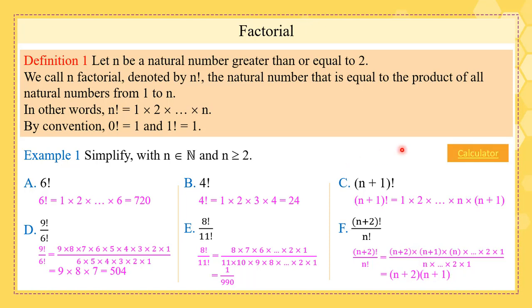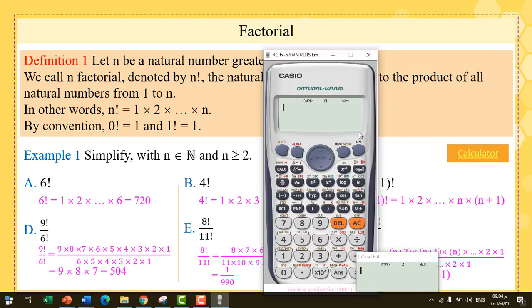Well, the factorial could be calculated using the calculator, and this is what we will see now. This is the calculator. If I want to talk about, let's say, 6 factorial, I just press 6 and then shift and this button to get 6 factorial, and this is equal to 720, as you see. Let's say I want to talk about 9 factorial over 6 factorial. This is the fraction. I press 9 factorial over 6 factorial, and this is what we get.